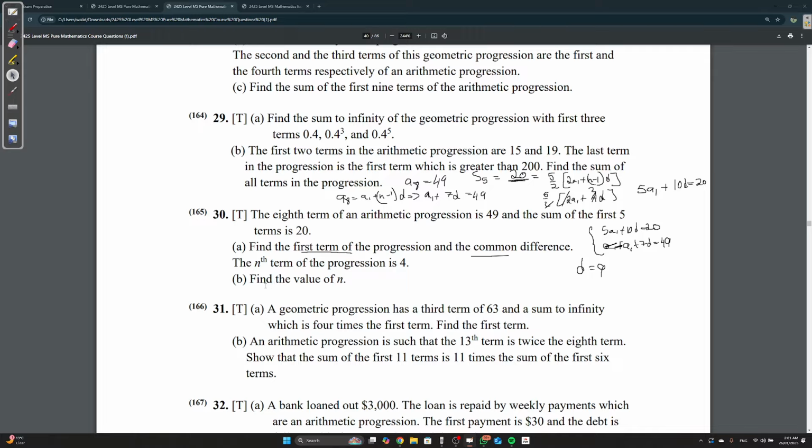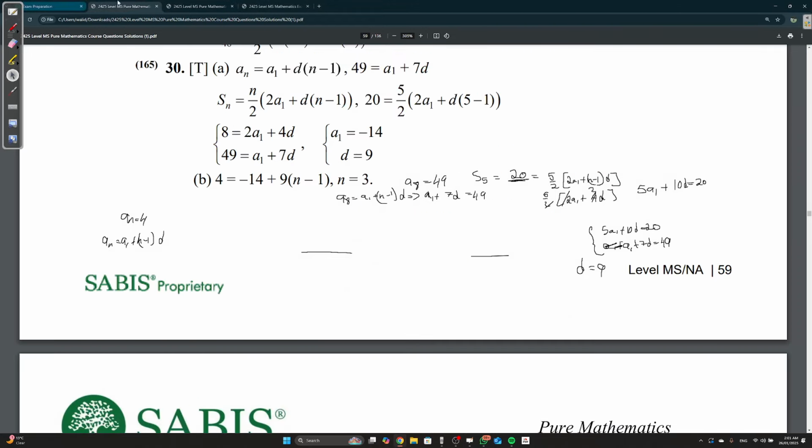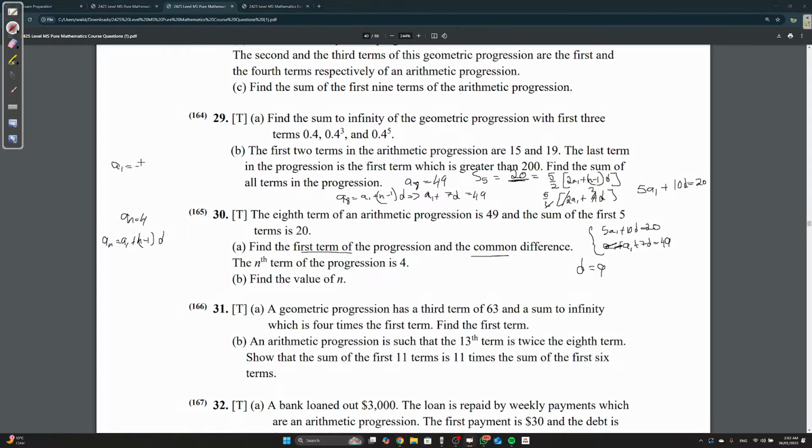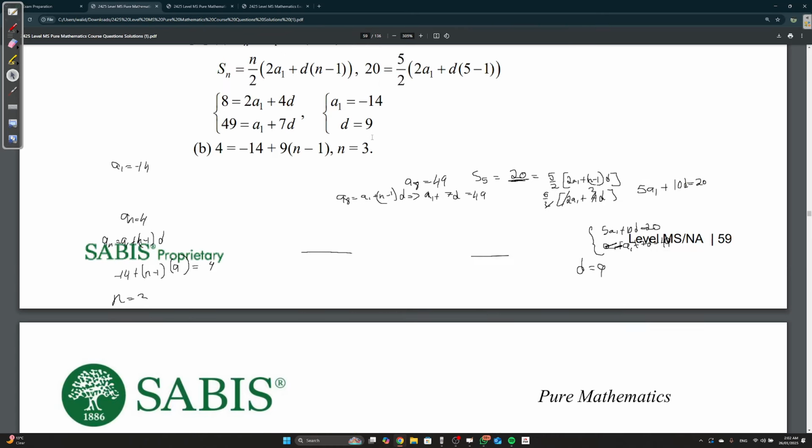Part B, find the value of n. Okay, the nth term of the progression is 4. So we know that an is equal to 4. What's an equal to? An is equal to a1 plus n minus 1 d. We said from the previous part that a1 is equal to negative 14. So it'll be negative 14 plus n minus 1 times the difference, which we found is 9, is equal to the nth term, which is 4. So you're going to get 18 divided by 9, 2. You're going to get n is equal to 3. Let's check the answer. N is equal to 3.